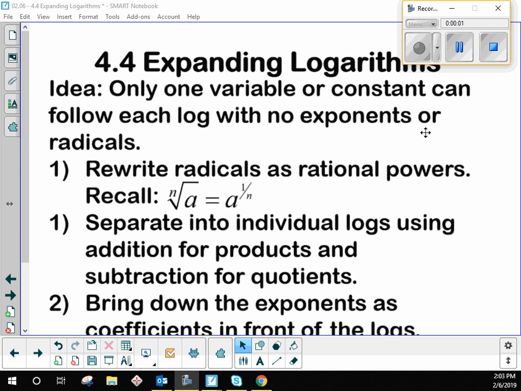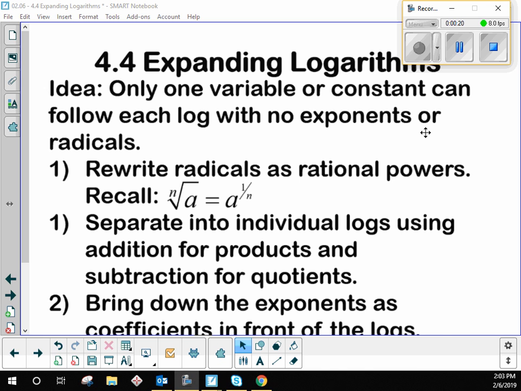What we did yesterday was we compressed logarithms. So we had two logarithms, and we learned some properties that would help us rewrite them into one, right? Today we're doing the opposite of that. We're taking one logarithm, and we're expanding it, which means rewriting it into several. And we'll use those same properties from yesterday, all right?